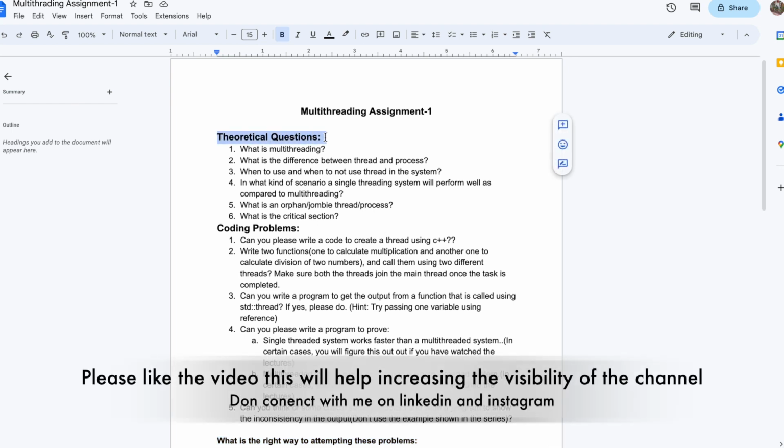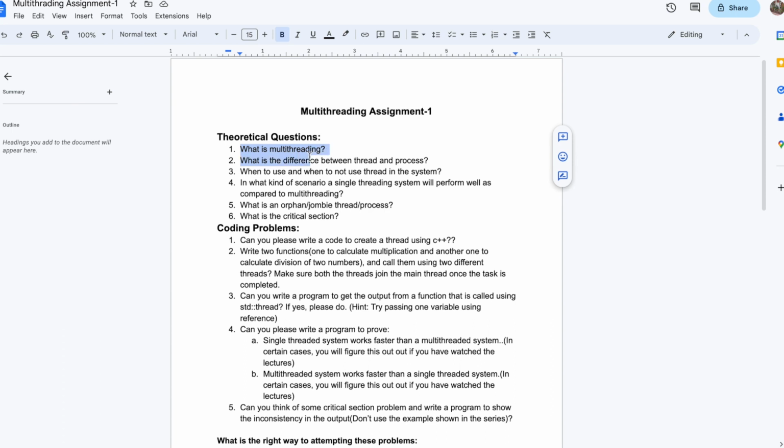If we talk about the theoretical problems, then we will be learning about what is multithreading, what is the difference between thread and process, when to use and when not to use threads in our system, in what kind of scenario a single threaded system will perform well as compared to a multi-threaded system, what is an orphan or zombie process or thread, and what is the critical section. We have already covered all these things in our lecture series.